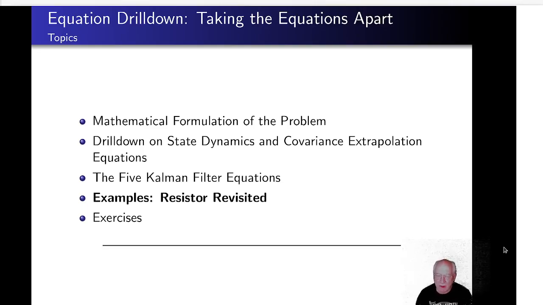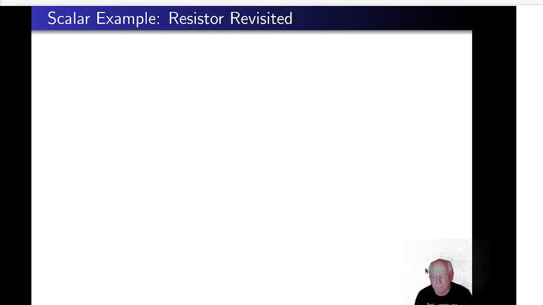This is the second playlist, Equation Drill Down, and now we're on the fifth video in the second playlist talking about the resistor. Now the resistor is something we looked at in the first playlist, but we dealt with it as a running average. In this one we're going to actually apply a Kalman filter to it.